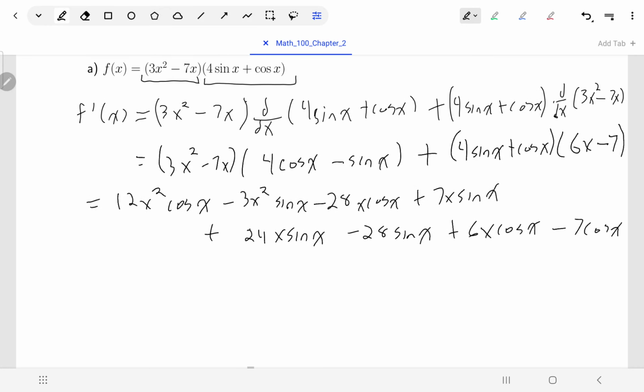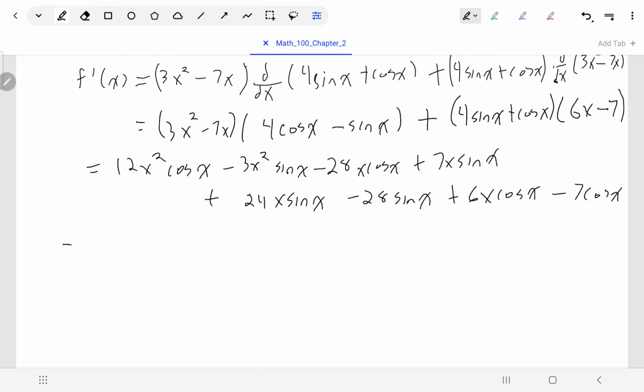And so what I'm going to do now to finish things off is take the terms that have cosine involved and factor a cosine out of all of them. So I've got a 12x squared cosine of x, minus 28x cosine of x, plus 6x cos of x, and a minus 7 cos of x. If I take all four of those terms and factor a cosine of x out of all of them, I would have 12x squared minus 28x plus 6x and minus 7.